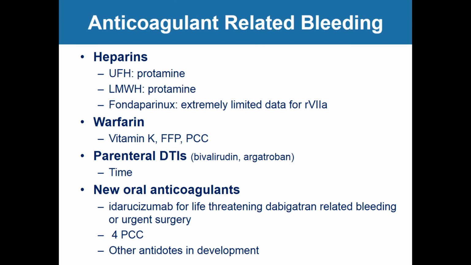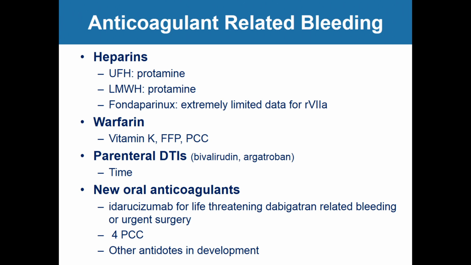For fondaparinux, the synthetic pentasaccharide that results in activation of antithrombin, there is no specific reversal agent. Many people have tried recombinant 7A and published their reports, but the data are extremely limited. For warfarin, we will discuss reversal in greater detail. Vitamin K, fresh frozen plasma, and prothrombin complex concentrates can be used to reverse warfarin depending on the urgency and degree of bleeding.